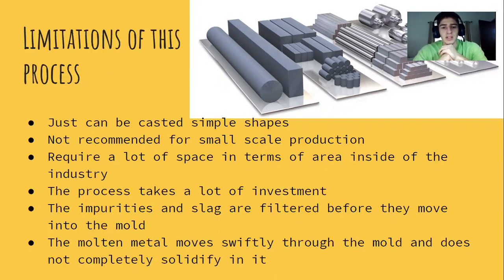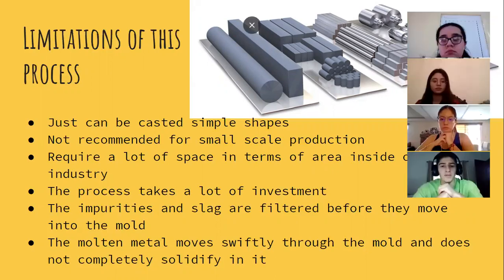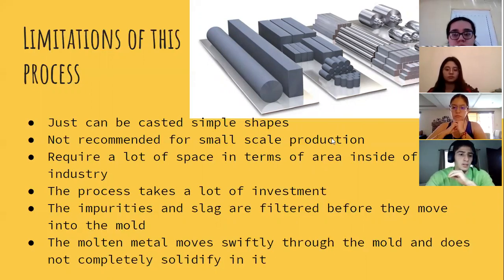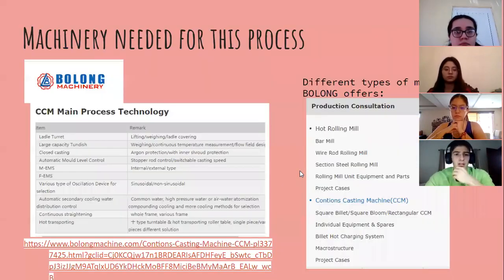The impurities and slag are filtered before they move into the mold. The molten metal moves swiftly through the mold and does not completely solidify in it. Those are some limitations, and we're going to proceed to the machines needed for this process.